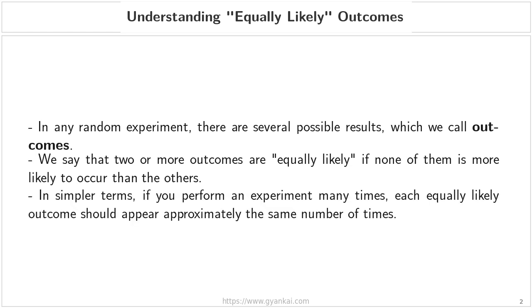To make this even clearer, think about what this means in terms of repetition. If you were to perform the same experiment many times, say 1,000 times, each equally likely outcome should appear approximately the same number of times. You wouldn't see one result popping up significantly more often than the rest.